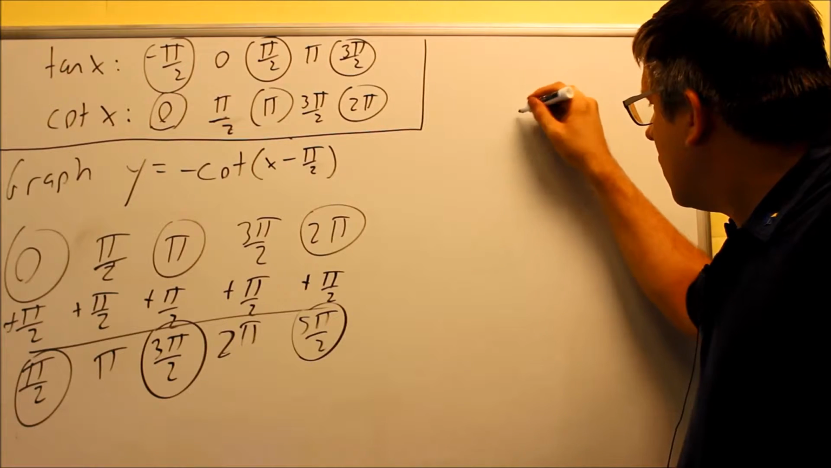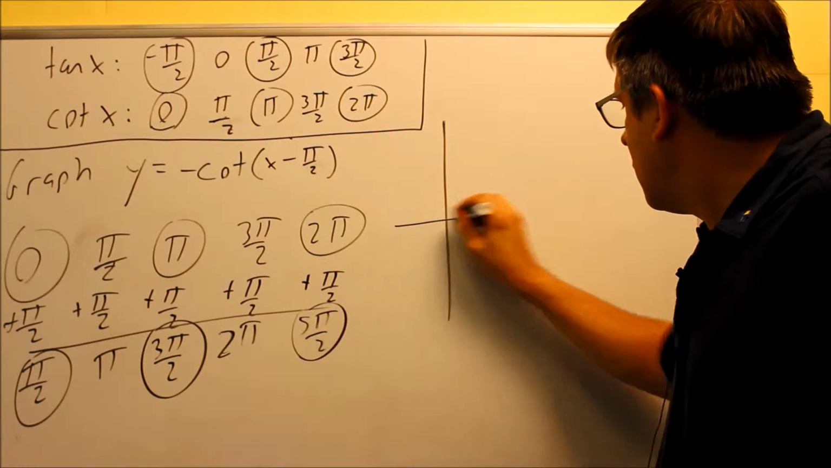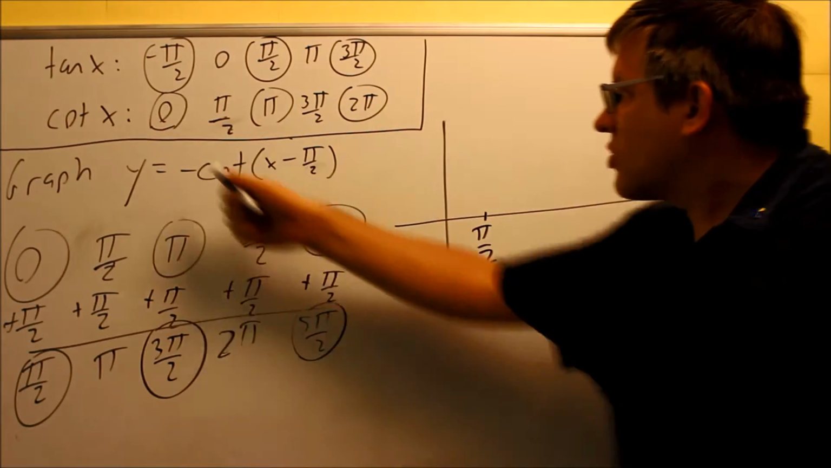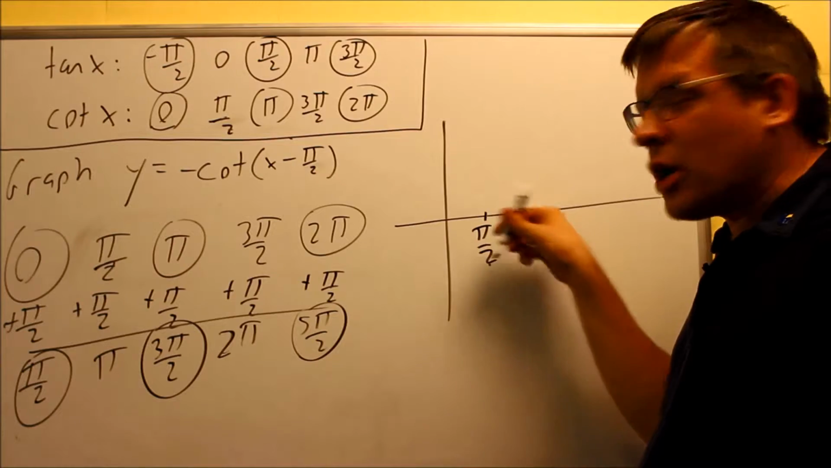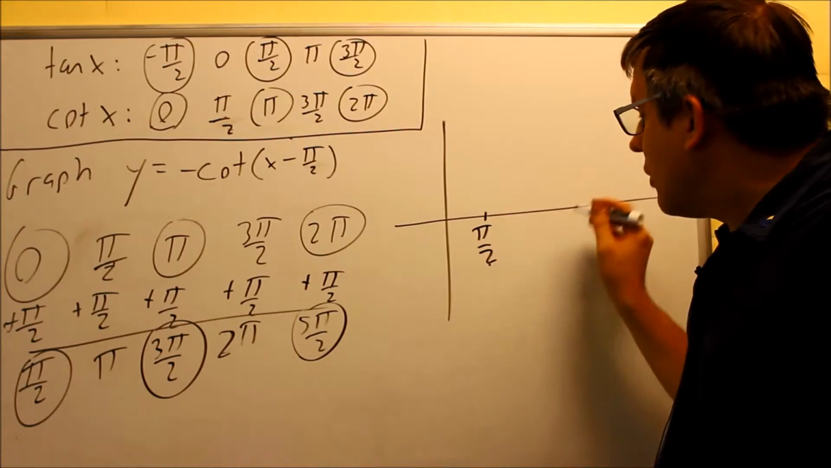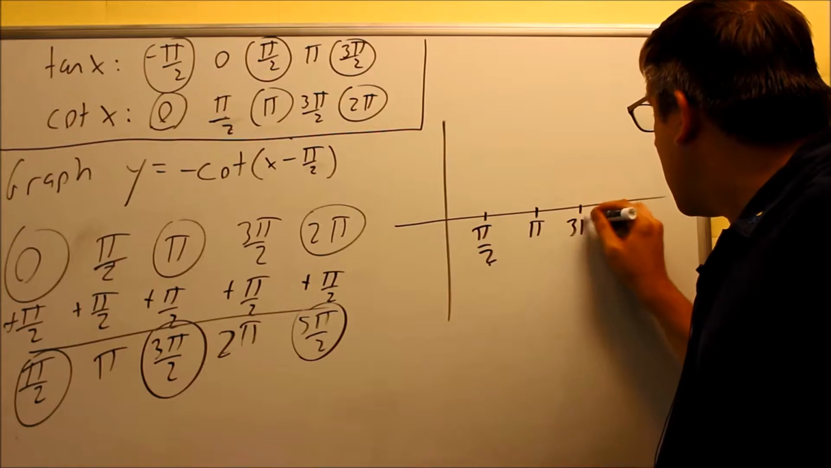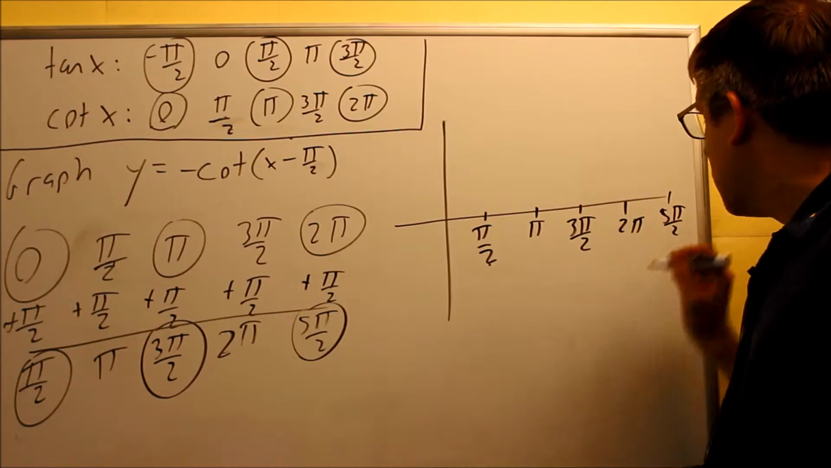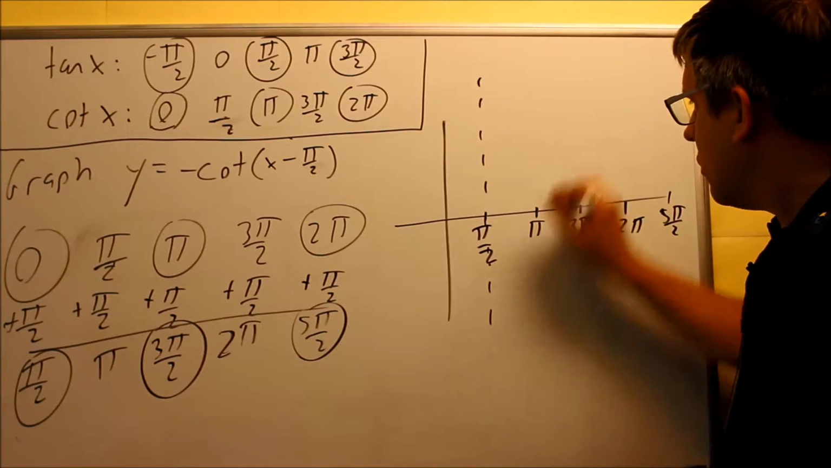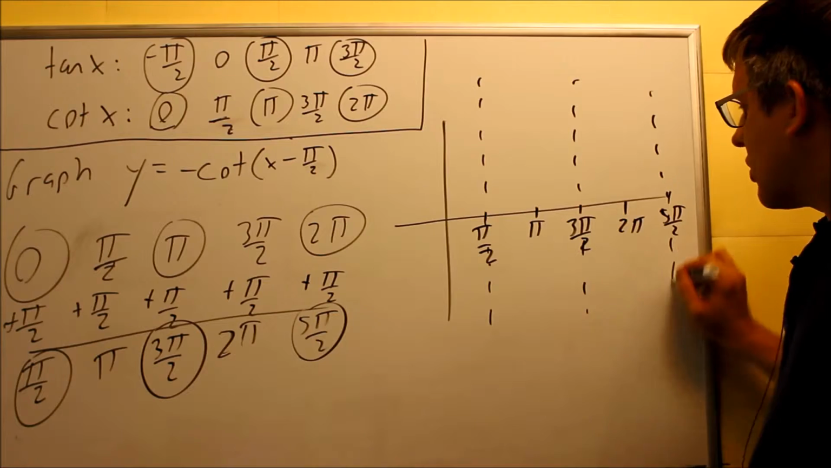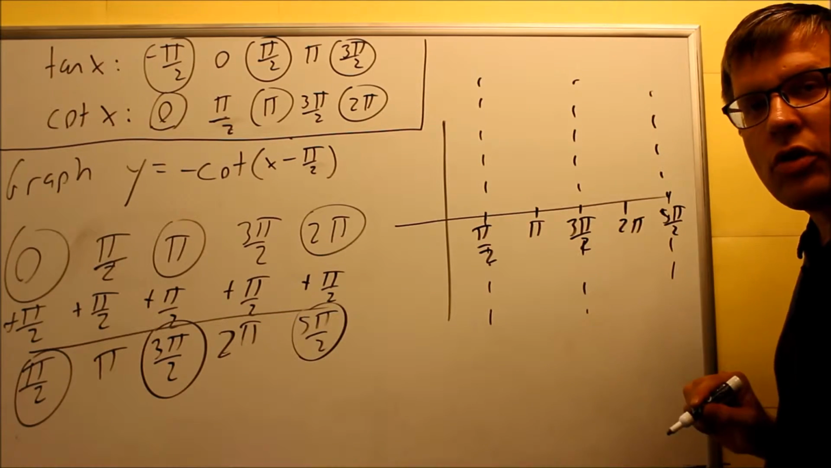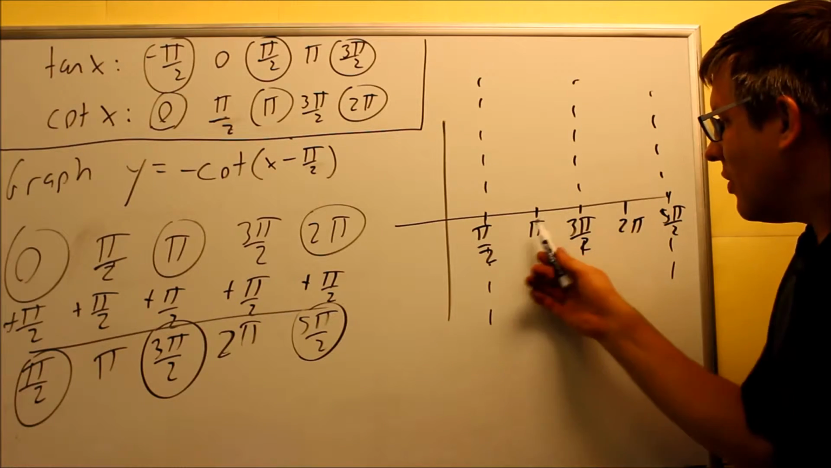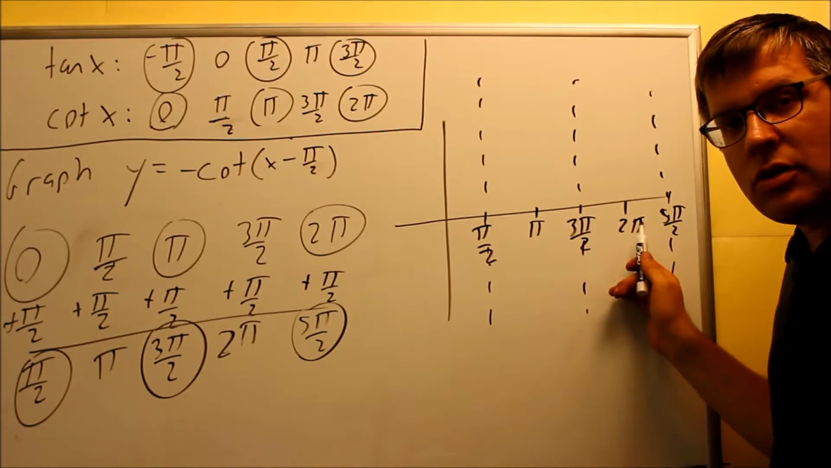When I draw this one, I have pi over 2. Originally, I had the graph starting at 0, and now the vertical asymptote got moved over to pi over 2. Then we go through pi, 3 pi over 2, 2 pi, 5 pi over 2. Those are my new key points. The ones that were originally circled are the ones that get the vertical asymptotes: pi over 2, 3 pi over 2, and 5 pi over 2. The pi and 2 pi are the x-intercepts.